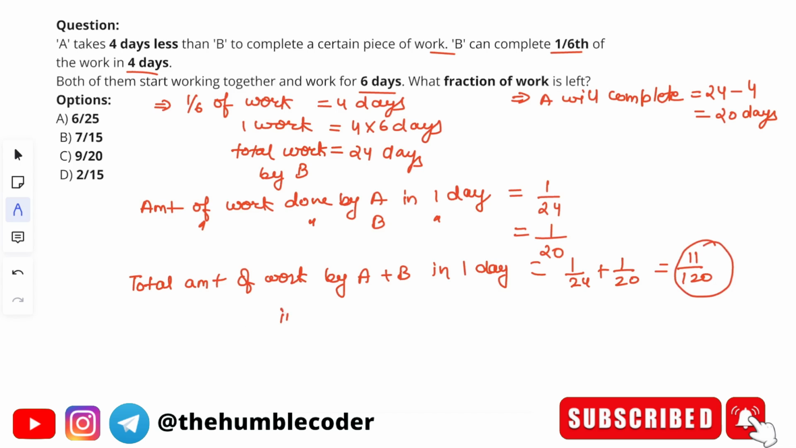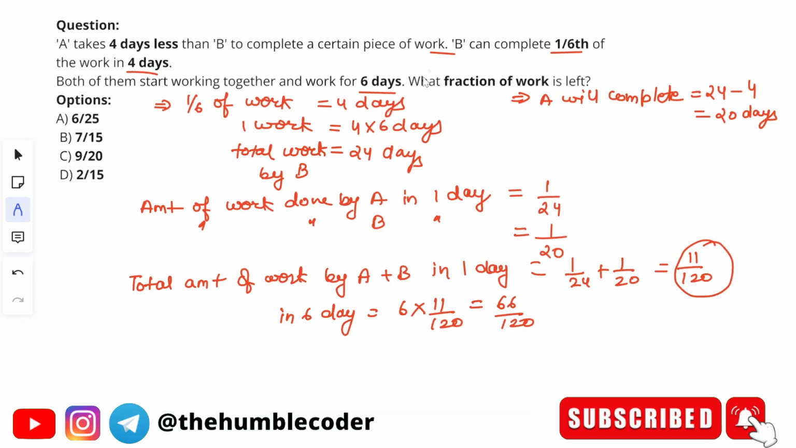So in 6 days how much work will they do? Simply we will multiply this with 6, so 6 into 11 by 120. So we will get the final answer as 66 by 120. So this is the amount of work that they are doing in 6 days.